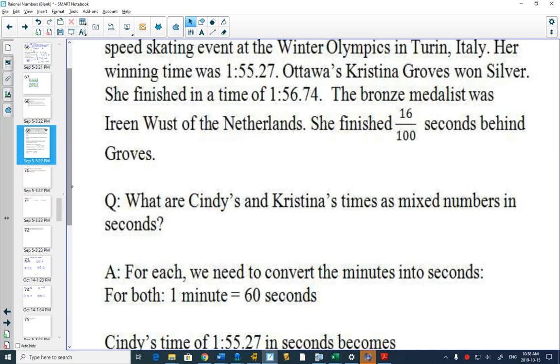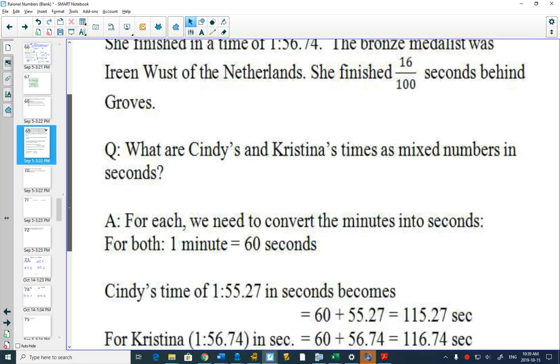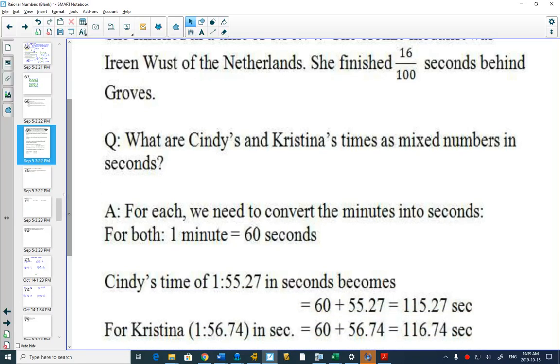So what we're going to do here, it's complicated because we've got minutes and seconds. We first decide, let's write this only in seconds. Every minute is 60 seconds. Does it make sense if her time was 1 minute and 55 seconds, add 60 to that? That's the same as 115 and 0.27 seconds. And the other person was 116 full seconds, 0.74.